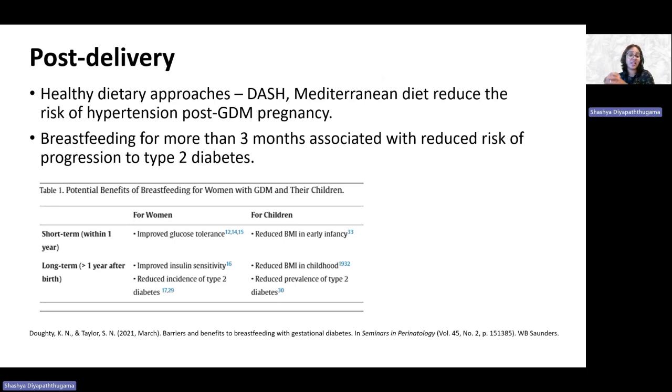And breastfeeding is also recommended. Even according to Australian guidelines, breastfeeding was recommended. And breastfeeding has benefits for both mother and the baby, short term and long term, and that helps improve the glucose tolerance and insulin sensitivity and reduce the incidence of type 2 diabetes for the mother, and also helps to reduce the BMI for the child. So that is the end of this video.